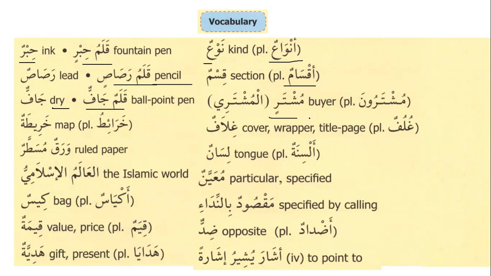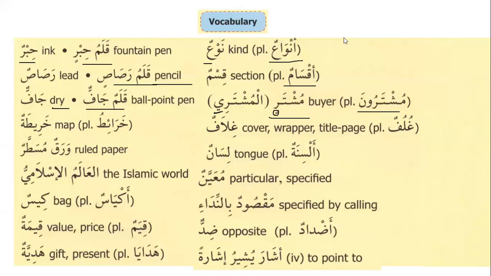Then we have mushtarin, as it is ismul manqus. So ishtara, yashtari, ishtira'an, fahuwa mushtarin, buyer. And when we use al with that, then the ya comes back, as we can see here. And the dual will be mushtarayani, and the plural will be mushtaruna. The plural will always be on the pattern of una.